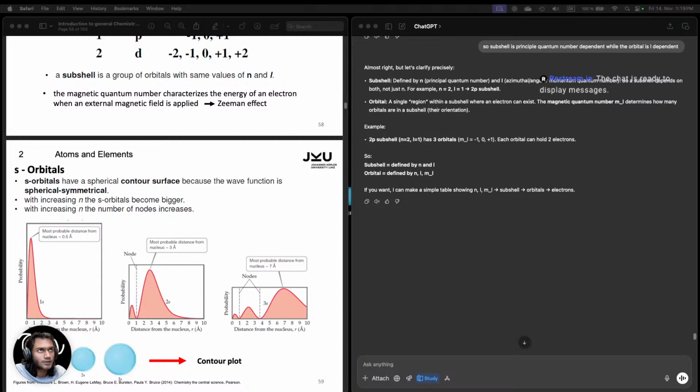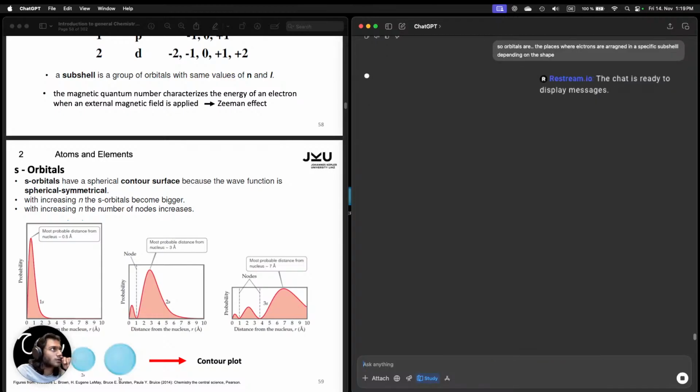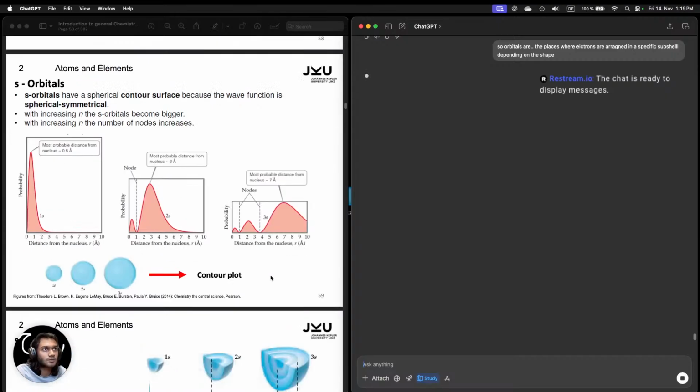So orbitals are basically where electrons are arranged in a specific subshell, with a shape. I think that's basically it.